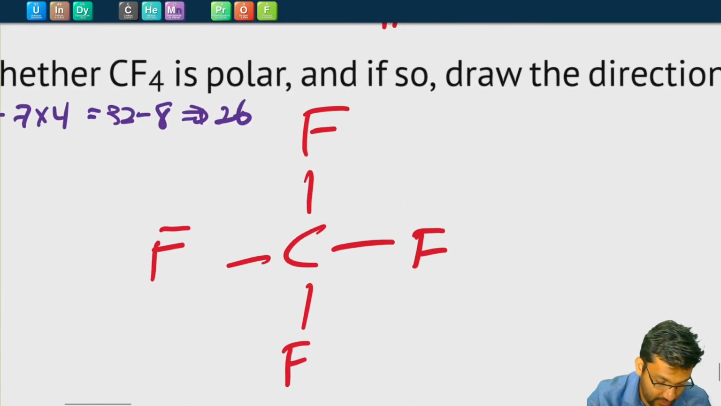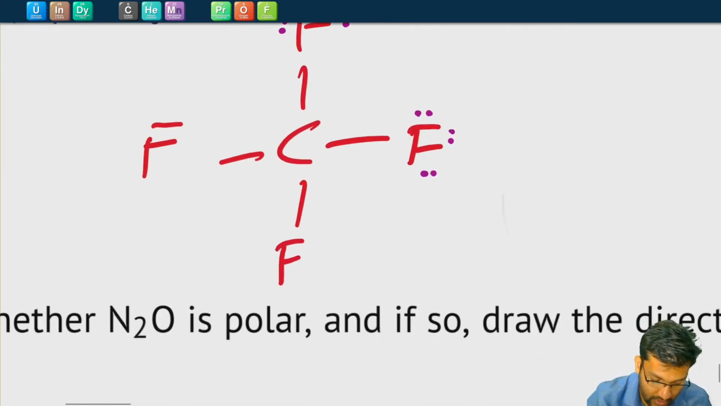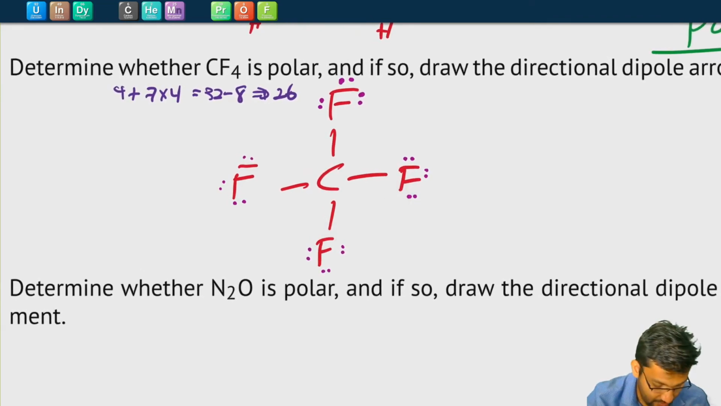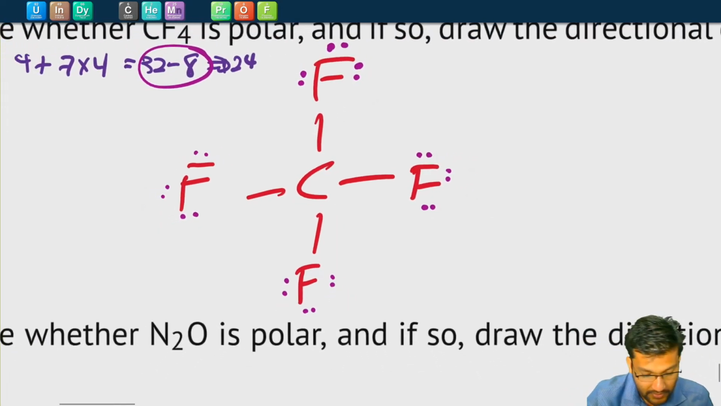So let's put those 26 electrons on our fluorine to start with. 2, 4, 6, can't fit more. 8, 10, 12, can't fit more. 14, 16, 18, 20, 22, 24. Okay, I think that's all we have time for. Did I do my math correctly? Yeah, 32 minus 8 is 24, not 26. Sorry about that. All right, so this is our Lewis structure.